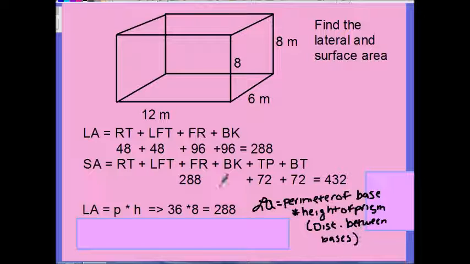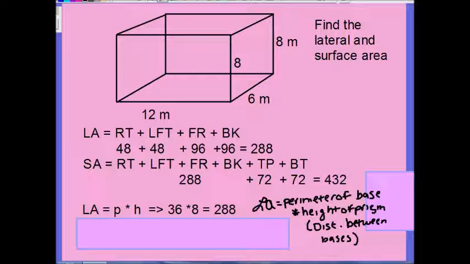Alright, so here we go. The perimeter, 12 plus 6 plus 12 plus 6. The perimeter of my base is 36, times the height, the distance between my bases, the distance between the top and bottom was 8. 36 times 8 is 288.